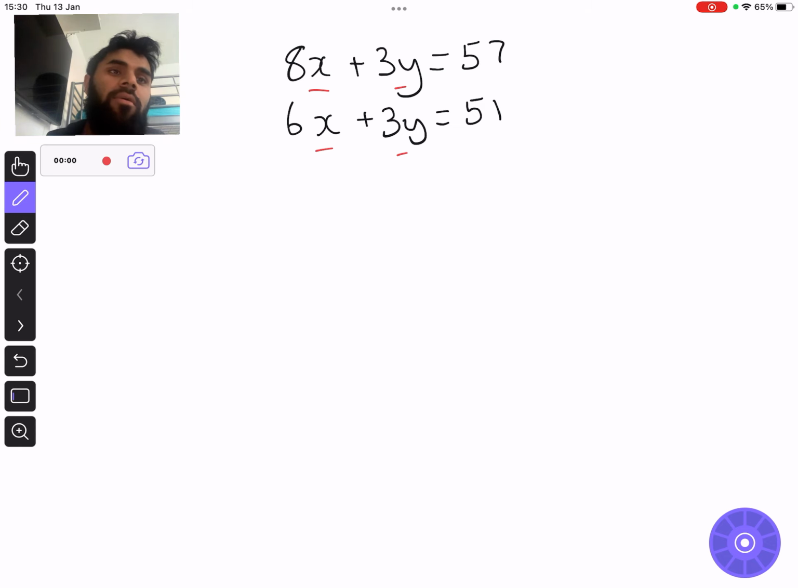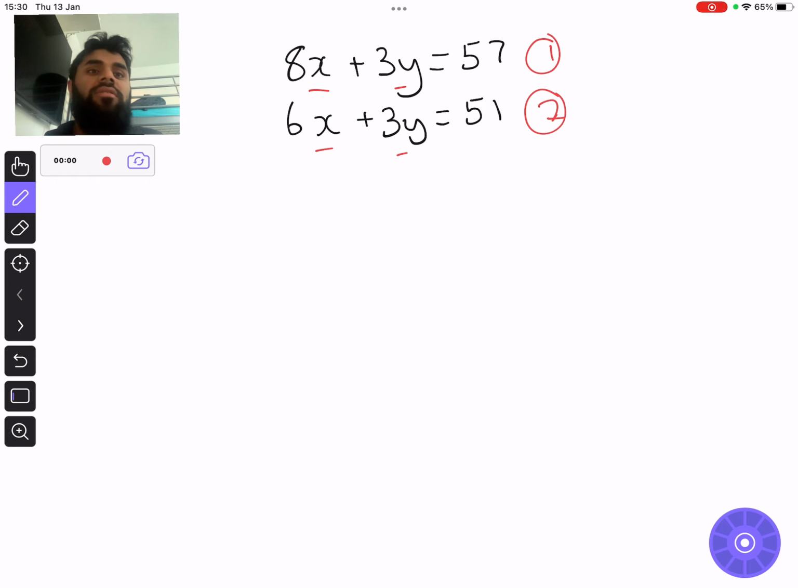Okay, now we have an equation here. It says 8x plus 3y equals 57, and 6x plus 3y equals 51. So, how do we solve this? Well, the first thing you do is label the equations. So I'm going to label the top one 1, and the bottom one 2. And now you have to ask yourself, in both these equations, can you see any similarity? Which variables are the same in both equations? Or what do we have the same lot of? Which coefficients are the same in both equations?